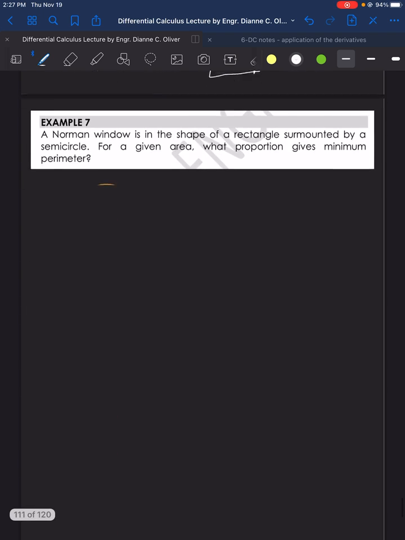Okay, example number 7. A Norman window is in the shape of a rectangle surmounted by a semicircle. The problem is describing how the Norman window looks. For a given area, what proportion gives minimum perimeter?